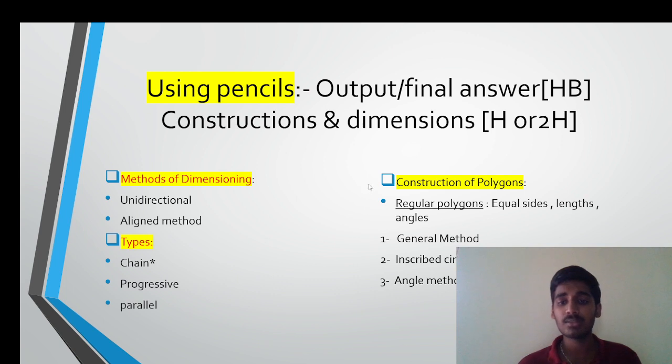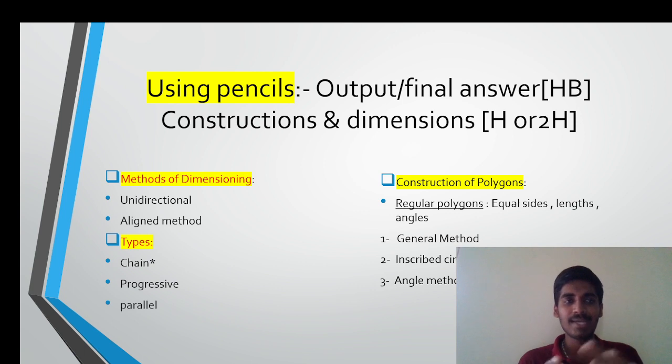In construction of polygons, there are 3 types: general method, inscribed circle method, and angle method. Today I'm going to explain the angle method on the drawing board, so it will be easy for me to explain. The general method and inscribed circle method I can explain, but you can't understand them on the laptop. I'll find some more ways in future and try to explain those also. Still I don't have any idea how to explain the inscribed circle method and general method on the laptop.